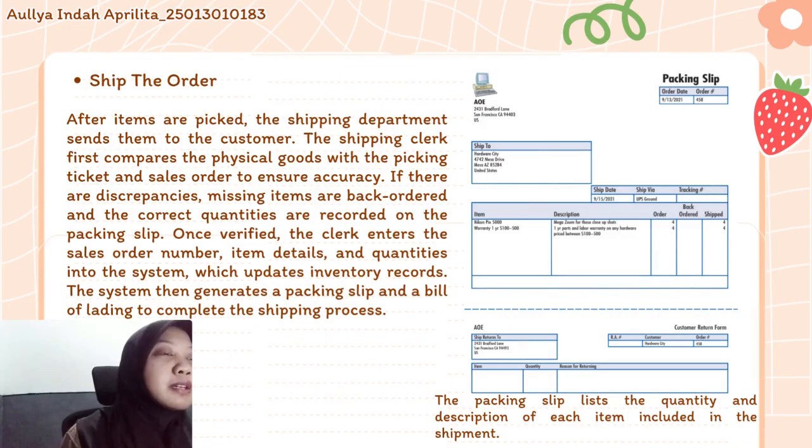The second step of the shipping process is to ship the order. After all the items are picked, the shipping department sends them to the customer. The shipping clerk first compares the physical goods with the picking ticket and sales order to ensure accuracy.